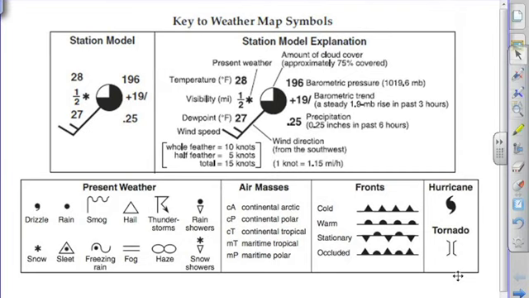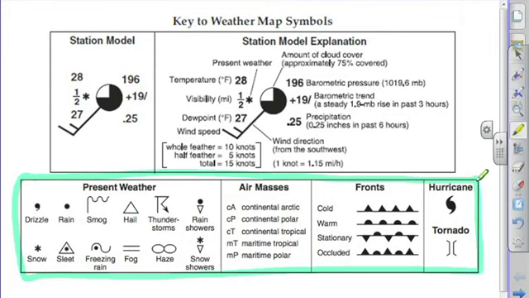So today we're going to be looking at the Part 2 information, if you will, presented on the key to weather map symbols, which is basically our station model information. Today we'll be focusing on this portion of the information and applying it to some of the questions that you might see on a test, a quiz, midterm, or the regions.